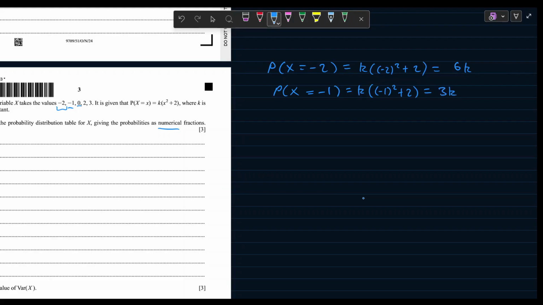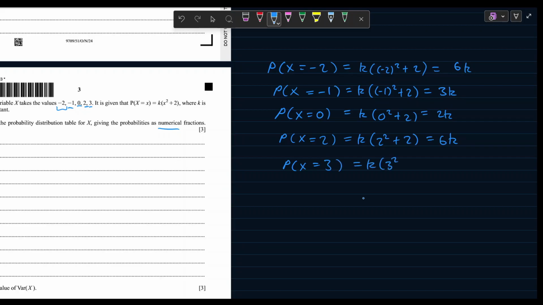Then we go on to the next one, x is 0. The probability that x is 0 is equal to k times (0 squared plus 2), so that's just 2k. And then the next one, which is 2, so the probability that x is equal to 2 is equal to k times (2 squared plus 2), this is 6k. And then we also have 3. So the probability that x is 3 is equal to k times (3 squared plus 2). This is equal to 9 plus 2, so 11k.